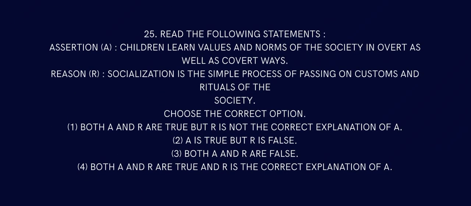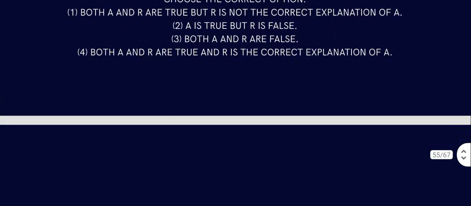Question number 25. Read the following statement. Assertion: Children learn values and norms of the society in overt as well as covert ways. Reason: Socialization is a simple process of passing on custom and ritual of the society. Okay, so the first one is true. Children do learn values and norms of the society in overt as well as covert ways, in many different ways. But socialization is not a simple process, it is a complex process. All right, so A is true but R is false.